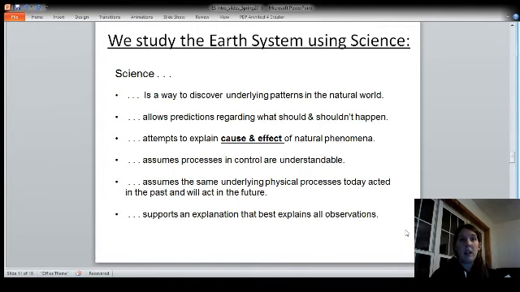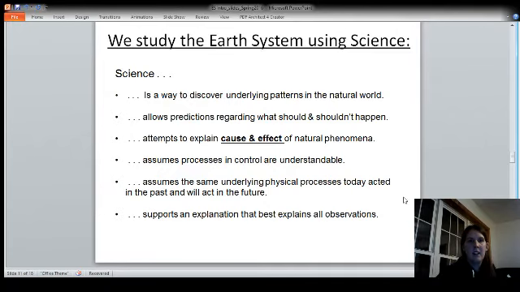Anyway, so science is a way to discover underlying patterns in the natural world. It allows us to make predictions regarding what should and shouldn't happen. And we use science to try and explain cause and effect of phenomena. So this is really what we use to try and understand the world around us and figure out what's going on. Science also assumes that processes in nature are understandable, that if we study it and examine it long enough, we will come to an understanding of what's happening.